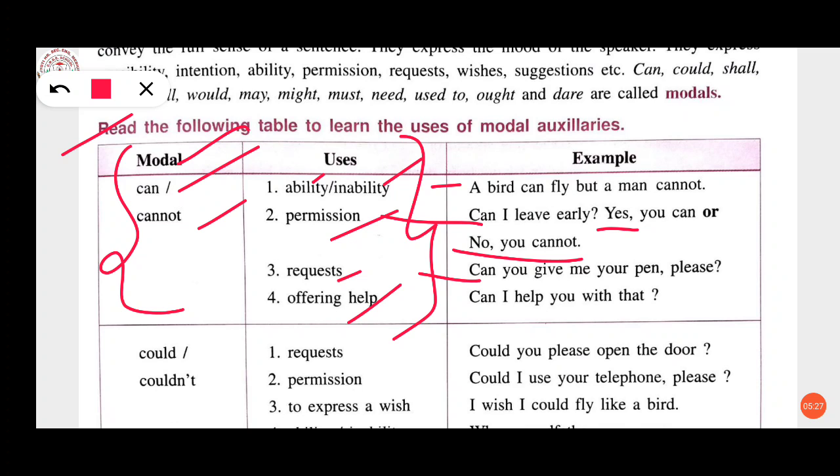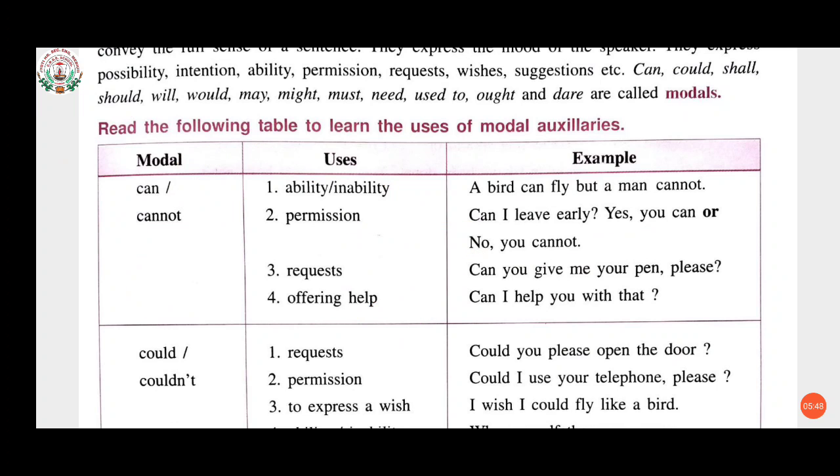Now the fourth one is offering help. Can I help you with that? You are offering help. It means you want to help your friend. So how will you say it? Can I help you with that? Now here it is over.